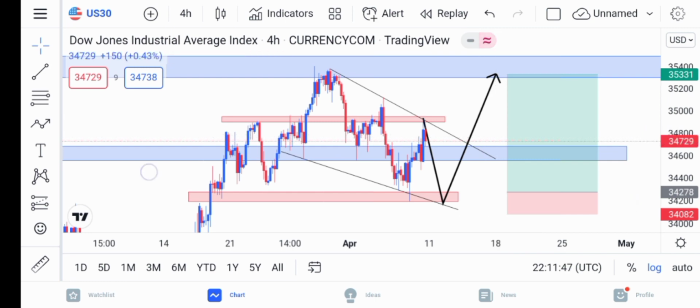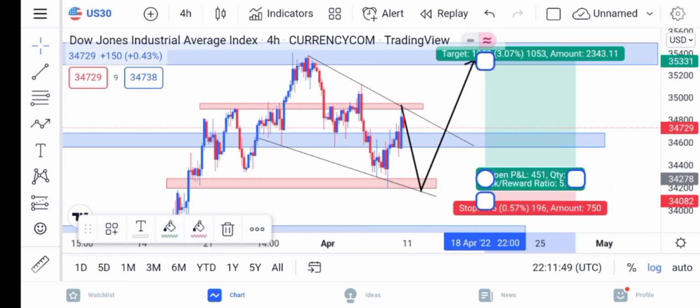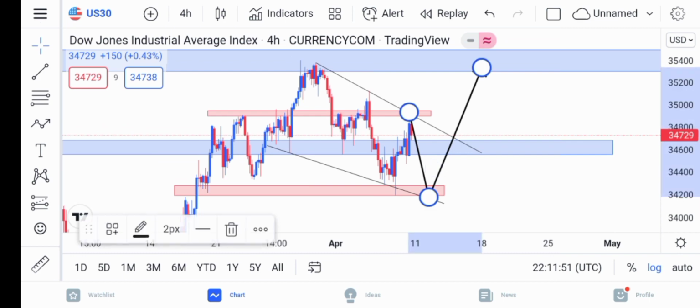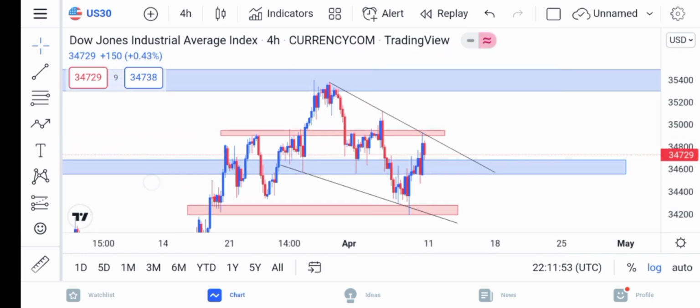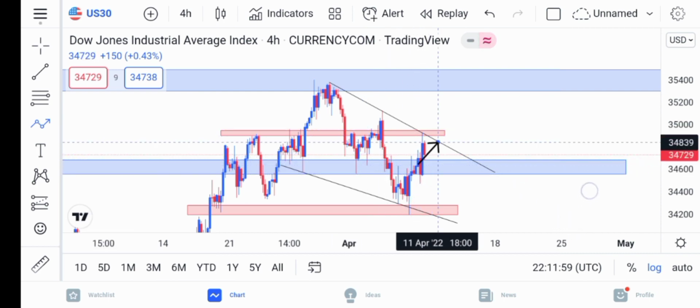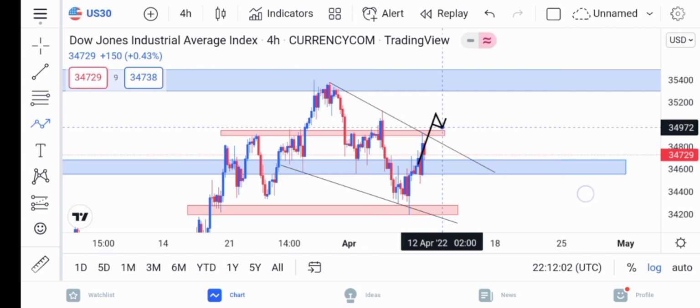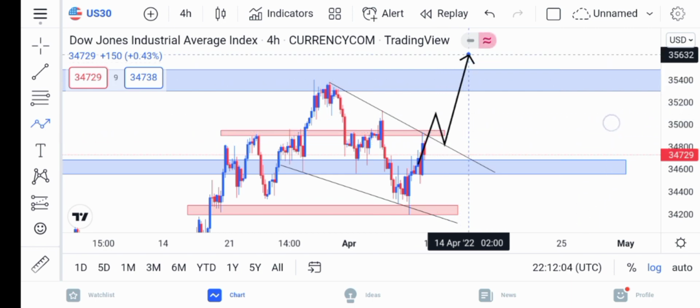So this could be the possible scenario, or we could see this kind of movement happening. The movement that happened on the daily time frame could happen again, seeing a steady push into the upside, breaking out of the trend line, retesting the trend line before pushing to the upside.